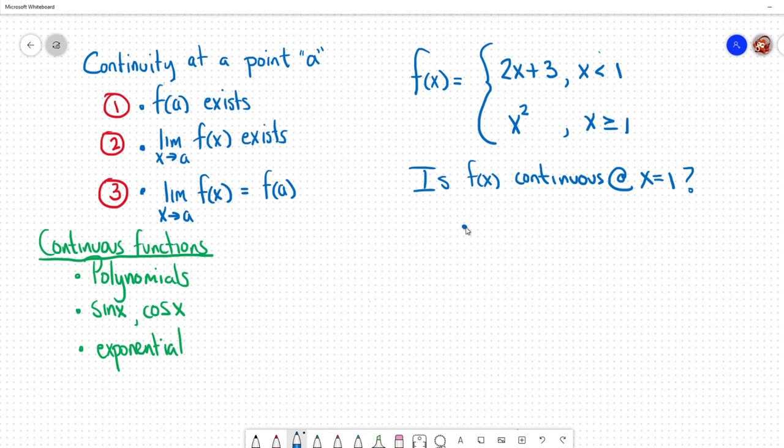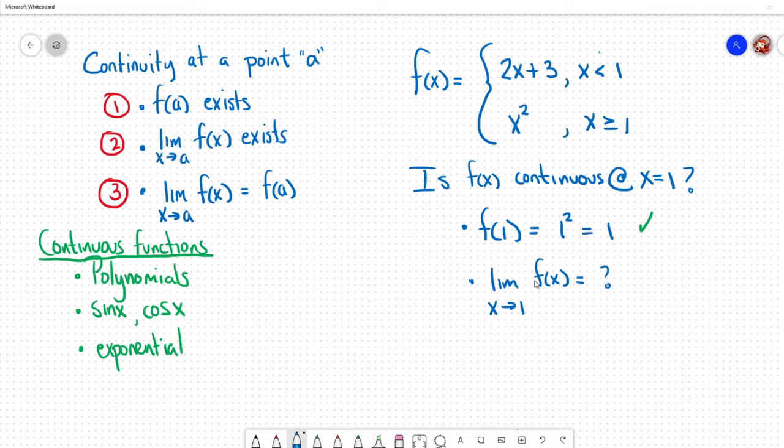Starting with the first condition, does f of 1 exist? When x is 1, yeah, it does exist. I would be plugging it in here, so it would be 1 squared, which is 1. So the first condition, you have a function value at that point. Now, the second condition, does the limit as x approaches 1 exist? And that's my question.